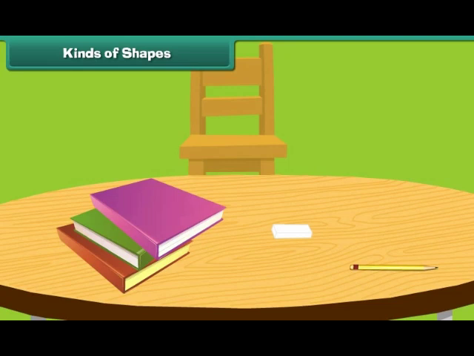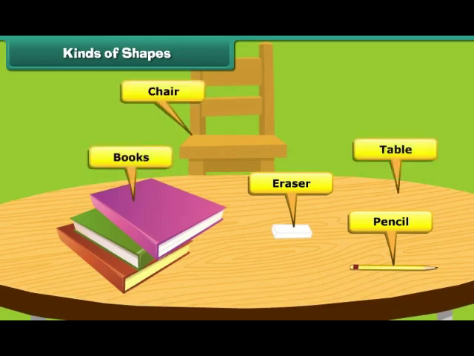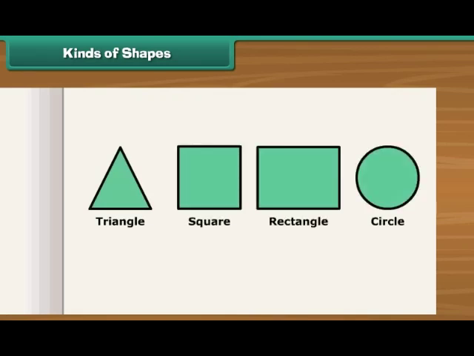We see different shapes all around us. Pencils, erasers, tables, books, chairs, etc. They are called solid shapes. The shapes that we draw on paper, such as triangles, square, rectangle, circle, etc., are called plane shapes.